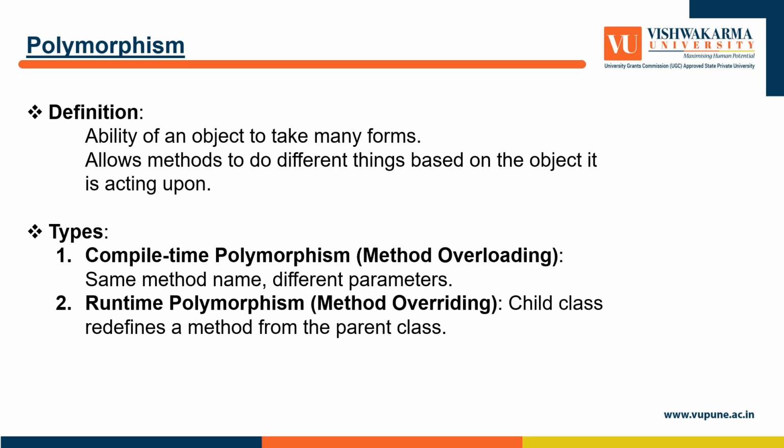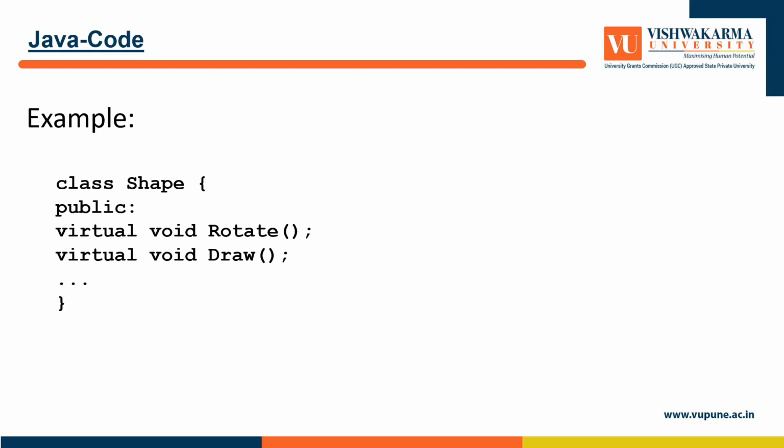Types of polymorphism. Compile time polymorphism: method overloading. The same method name is used with different parameters. Example, in a calculator class, an add method might accept either integers or floating point numbers. Runtime polymorphism: a subclass provides its own implementation of a method defined in a parent class. Example, a shape class might have a draw method. The circle and rectangle subclasses can override draw to display their unique shapes.